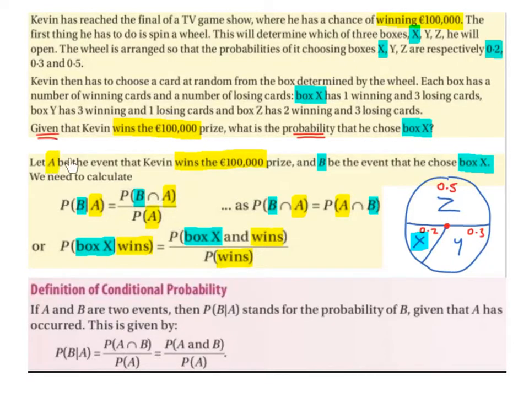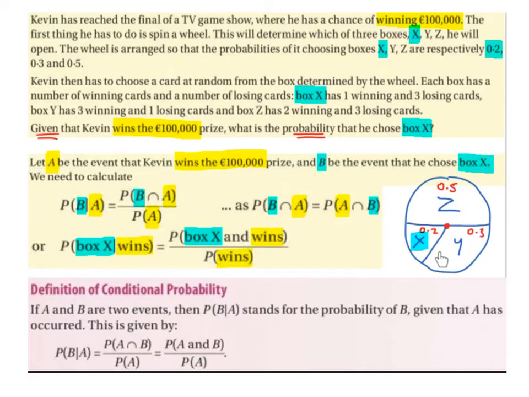So we're going to let A be the event that Kevin wins the €100,000 prize, and B be the event that he chose box X. We need to calculate the probability of B given A, which is the probability of B intersection A divided by the probability of A, as the probability of B intersection A is equal to the probability of A intersection B. They're the same thing. Or in words, we could say the probability of choosing box X given that he wins, which is equal to the probability of box X and wins divided by the probability of wins.